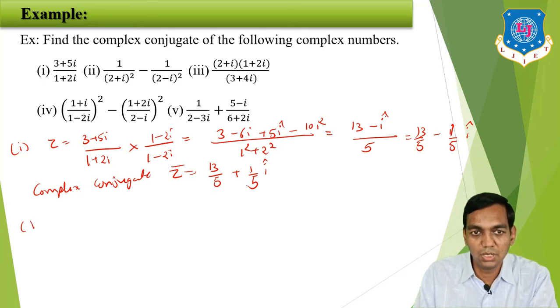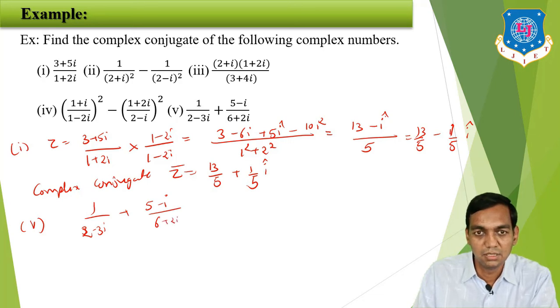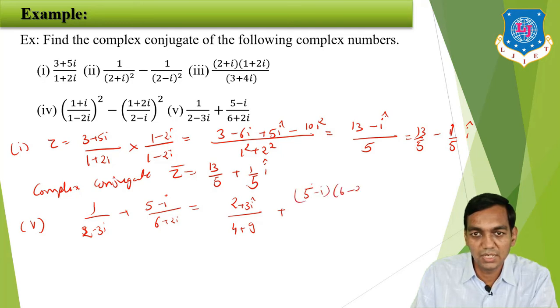So I am going to do one example, the fifth one, 1 upon 2 minus 3i plus 5 minus i upon 6 plus 2i. Correct? So multiplying both with the conjugate, you will get 2 plus 3i upon 2 square, that is 4, plus 3 square, that is 9. In the same manner here, multiplying with the conjugate, so 5 minus i into 6 minus 2i divided by 6 square, 36, plus 4.